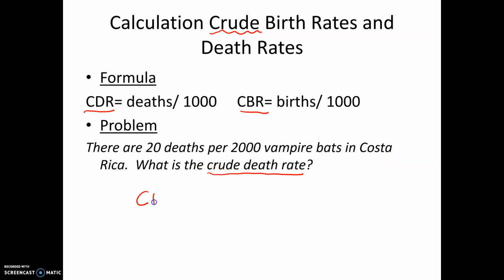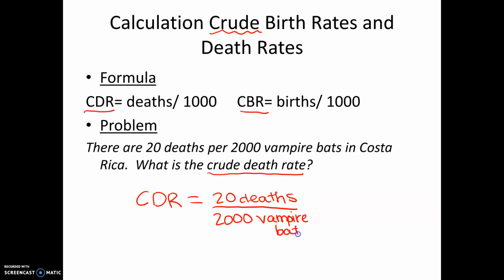So CDR equals 20 deaths per 2,000 vampire bats. Ooh, what's happening there? This is a Halloween problem, right?